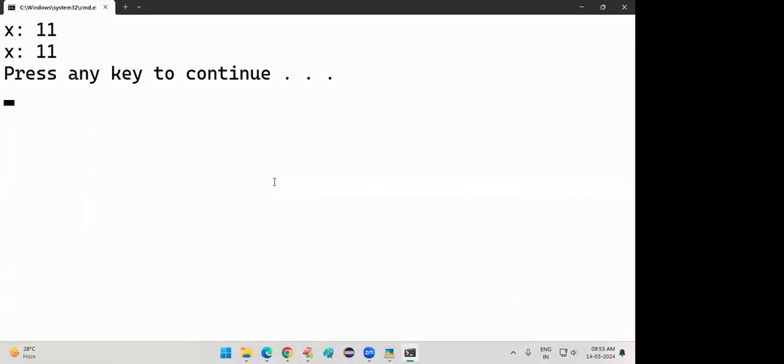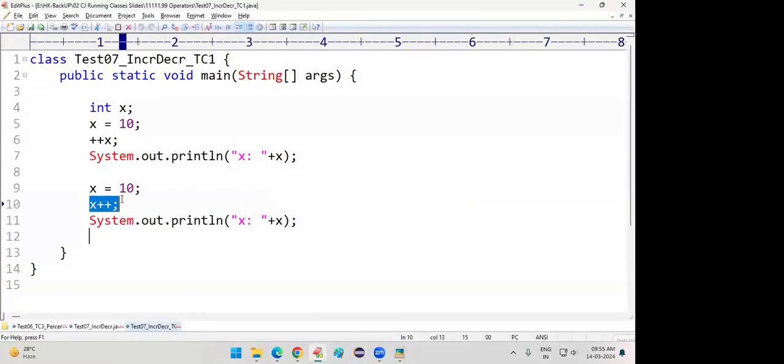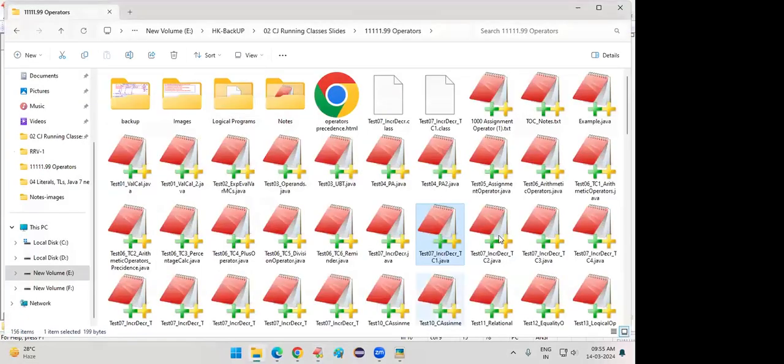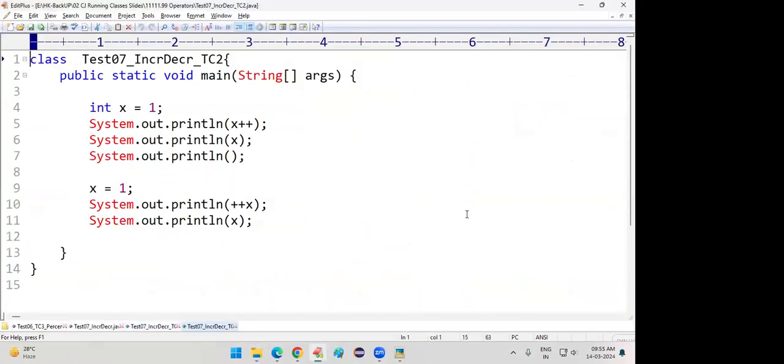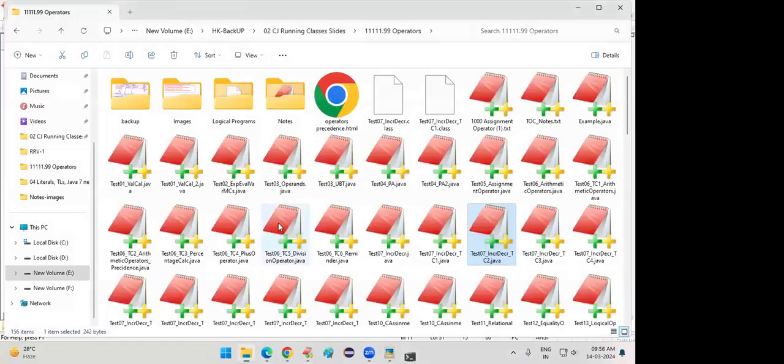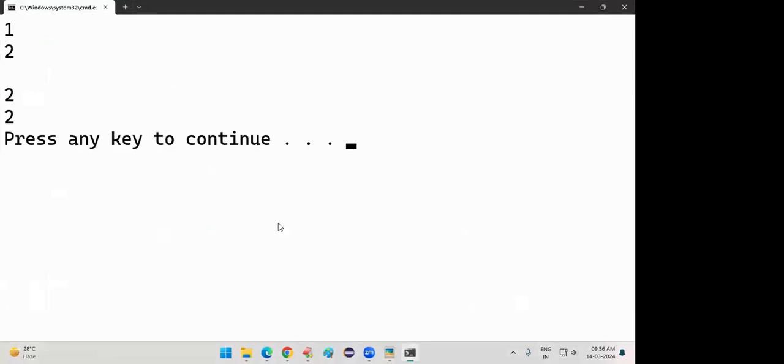Okay, now confusion or no confusion? The confusion comes when I am using this statement in combination with another statement. I take an x value of 1, because 10 plus 1 is 11. I am using plus plus in combination with println, so println should give the output. Tell me what I have written: x plus plus. So what is the output? Compile, and the output is 1, 2, 2, 2.